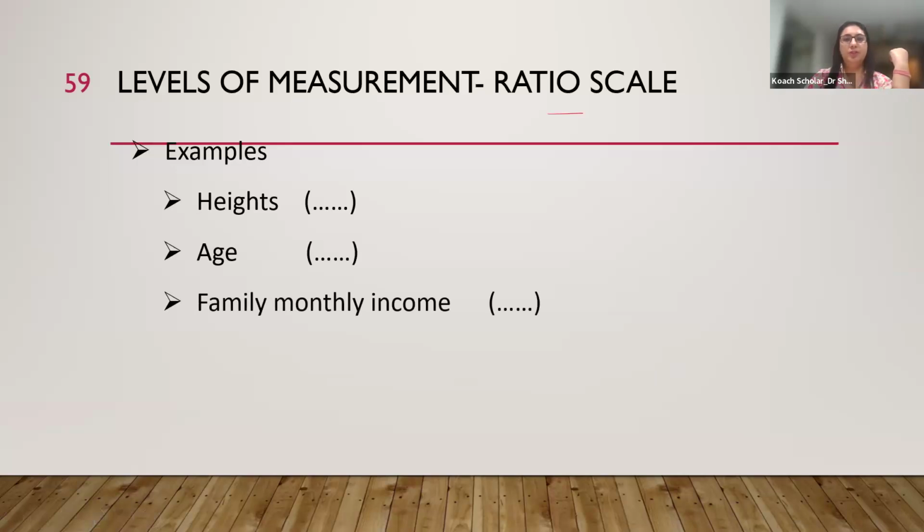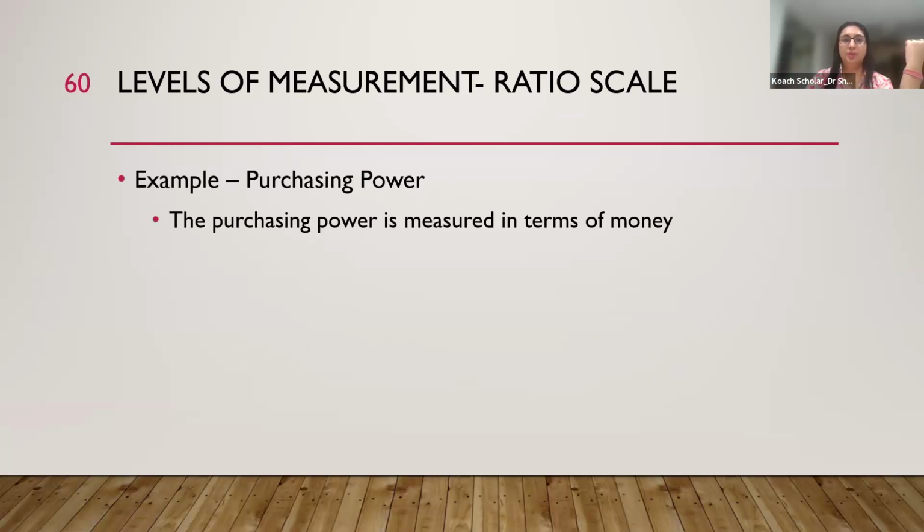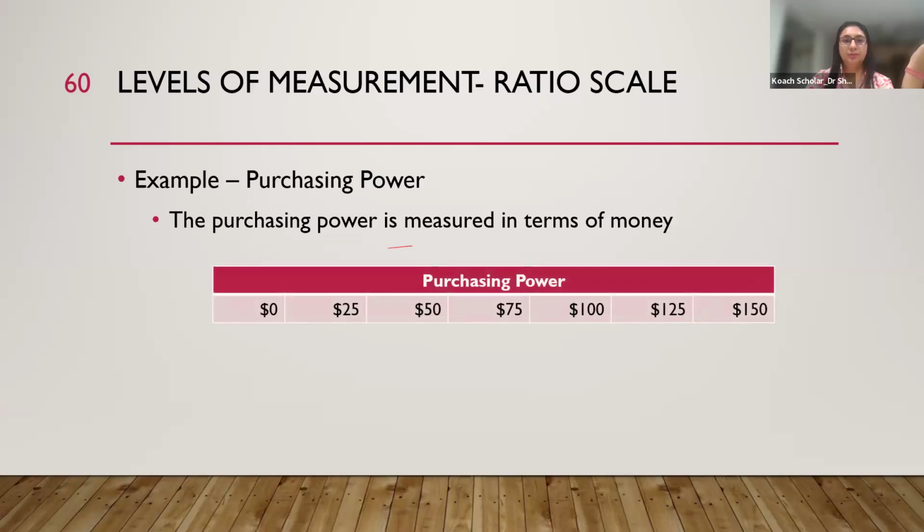So levels of measurement for ratio scale: height, age, family monthly income. You will get a direct number. Height 5.6 feet, age 23, income 1 lakh, rainfall in mm. So you are getting a direct number. So you can multiply, divide, plus, minus, right? All arithmetic operations. The purchasing power is measured in terms of money. If it is measured in terms of money, it is on a ratio scale.